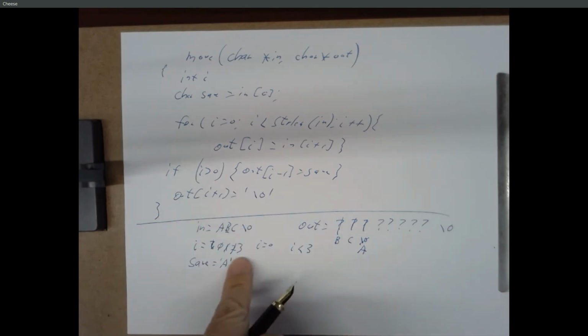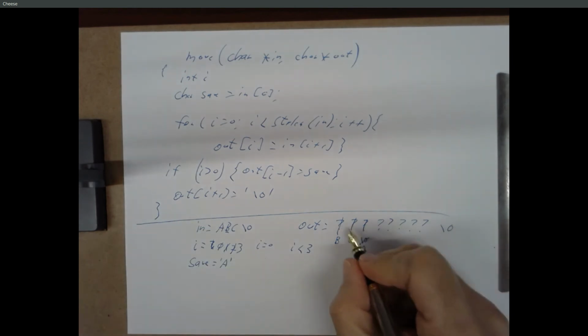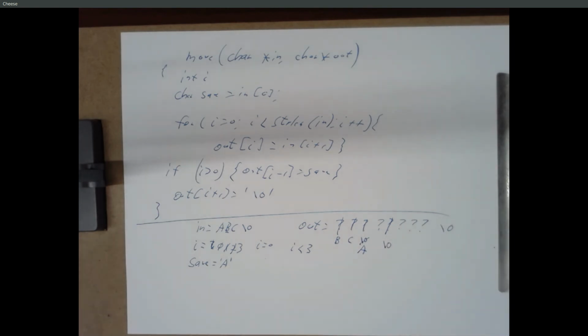i is equal to 3. out[4] gets set to a null terminator. 0, 1, 2, 3, 4. This becomes a null terminator. And now out is equal to B, C, A, question mark, and a null terminator, which is exactly what it showed us when we ran it.